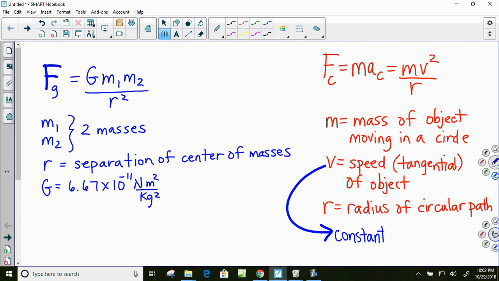Remember that we are emphasizing that the speed stays constant in circular motion. In any of the circular motion that we will investigate, the speed stays constant. So now we're going to make a connection that you want to take notes on and that is pretty important. That connection is between the gravitational force and this equation for centripetal force.